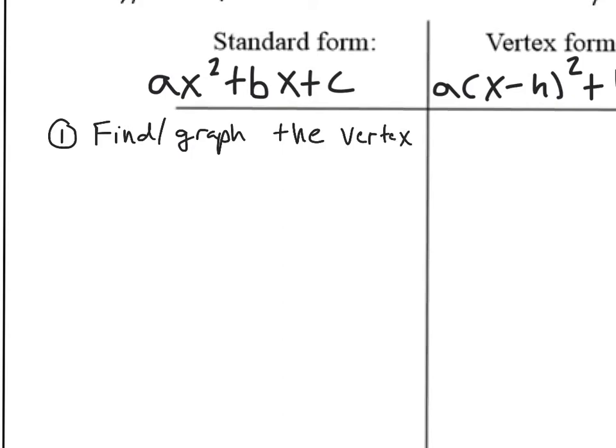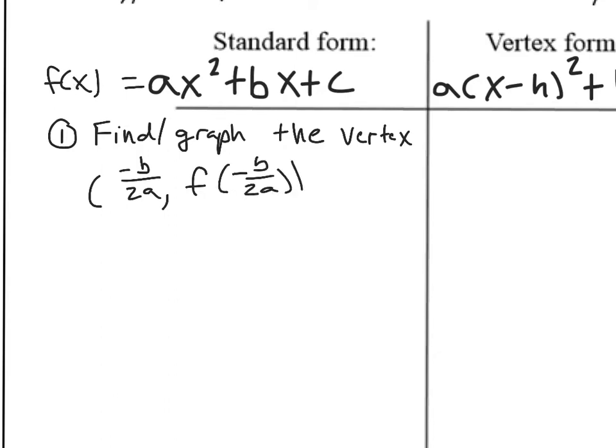The vertex, okay? Now the coordinates of that point would be negative b over 2a. And then if we're saying that this is f of x, a function named f, it's f of negative b over 2a. All right, that's just function notation for saying if you want the y value, you got to plug it back in, okay?